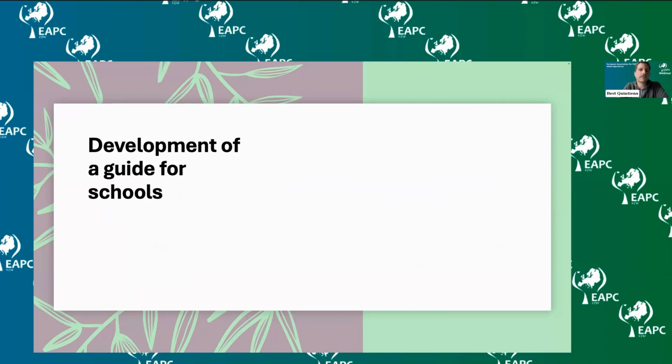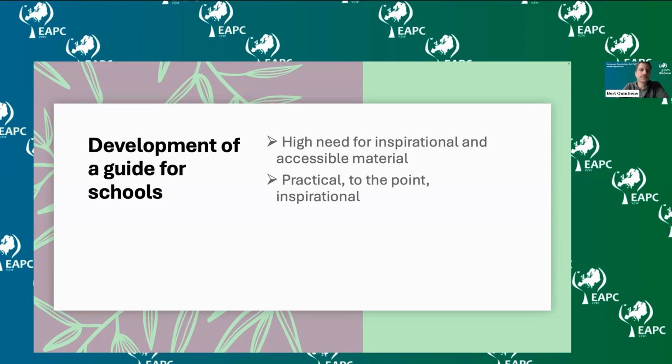But then this guide for schools. Why did we want to develop a guide? Why do we think it's a good idea? Well, schools really are in need of inspirational and accessible material. They're not looking for a thick book where you need to go through the pages to find the information you need. They need something very small that they can grab and start to work with. An inspirational guide that is very short, but gives some good information on how to start to develop a compassionate school, was something people really desired. And this is why we are working on this.